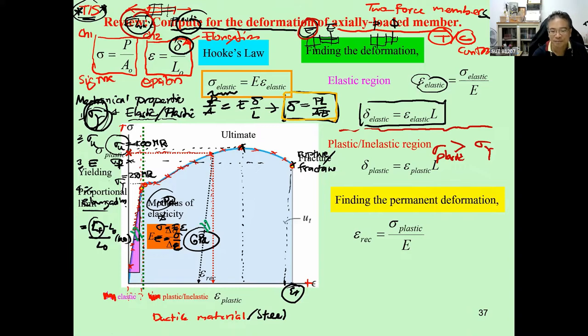And then you may compute again following this equation: stress equal to E times strain. And then strain is going to be stress divided by E. But the strain here is going to be the recovery strain. Okay?